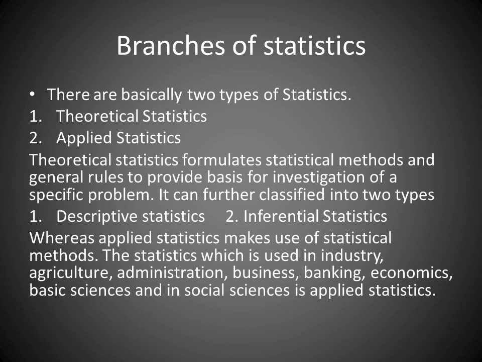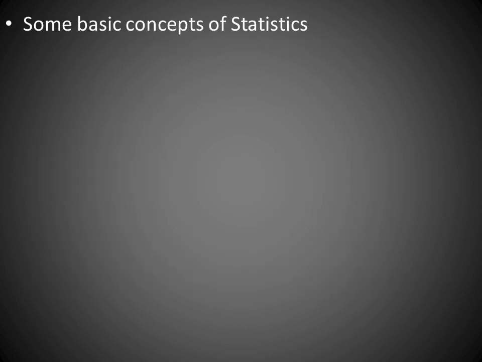Remember, descriptive statistics and inferential statistics are the subtypes of theoretical statistics. If someone asks what the two branches of statistics are, you should say theoretical statistics and applied statistics, not descriptive statistics or inferential statistics. Now, what is applied statistics? This is the use of statistical methods. The statistics which is used in industry, agriculture, medicine, business, banking, economics, basic sciences, and in social sciences is applied statistics.